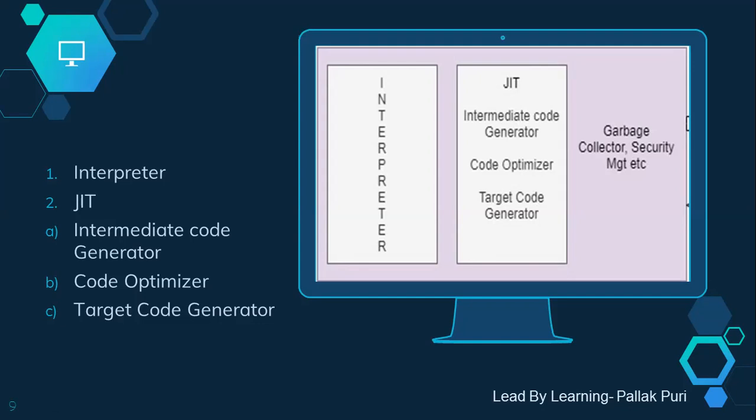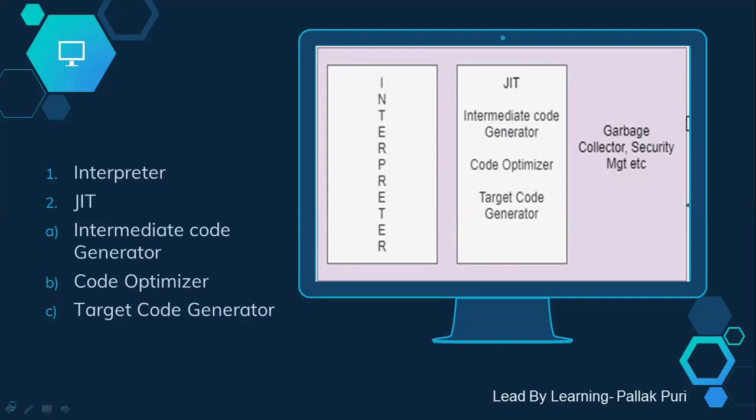So basically in JVM, there is another component which is just-in-time compiler. It is basically responsible for producing machine code. It follows the following steps. First of all, the intermediate code generator produces the intermediate code, which is the bytecode. Then code optimizer optimizes the code. And lastly, target code generator produces the machine code, which is then read by the CPU. So there are several components in the execution engine, like garbage collector, security management, etc.